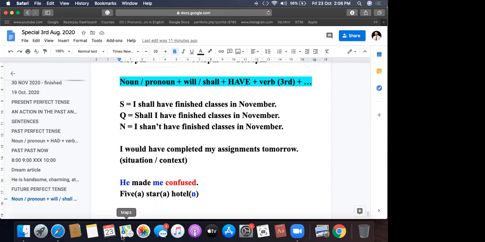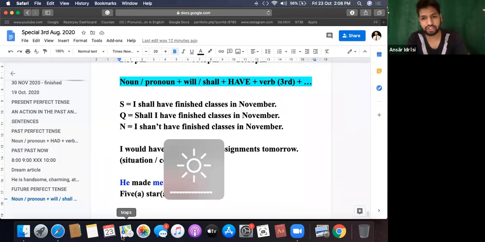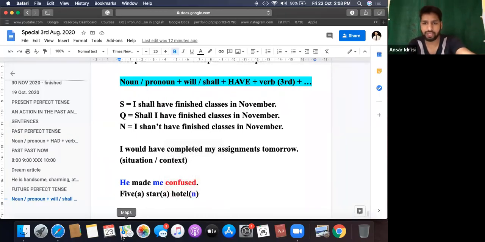Next, I shall have completed my homework. Shall I have completed my homework? I shan't have completed my homework. Next, I shall have bitten the wafer biscuit. Shall I have bitten the wafer biscuit? I shan't have bitten the wafer biscuit. Now I want you to make sentences with he, she. He shall have. Sorry, he will have. Will he have?